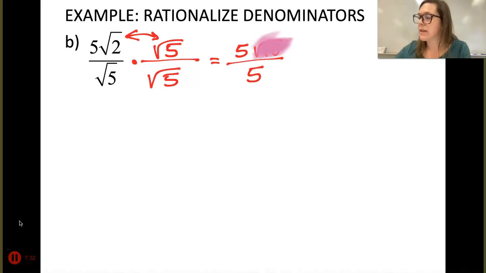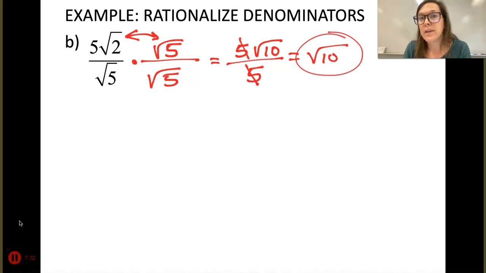Ignore the square root of 10 right now, and just focus on the number without the radical. I have 5 in the top, 5 in the bottom, so I can cancel out those 5s and be left with just the square root of 10. I do not want to simplify your radicand by whatever is in your denominator. Do not do that.